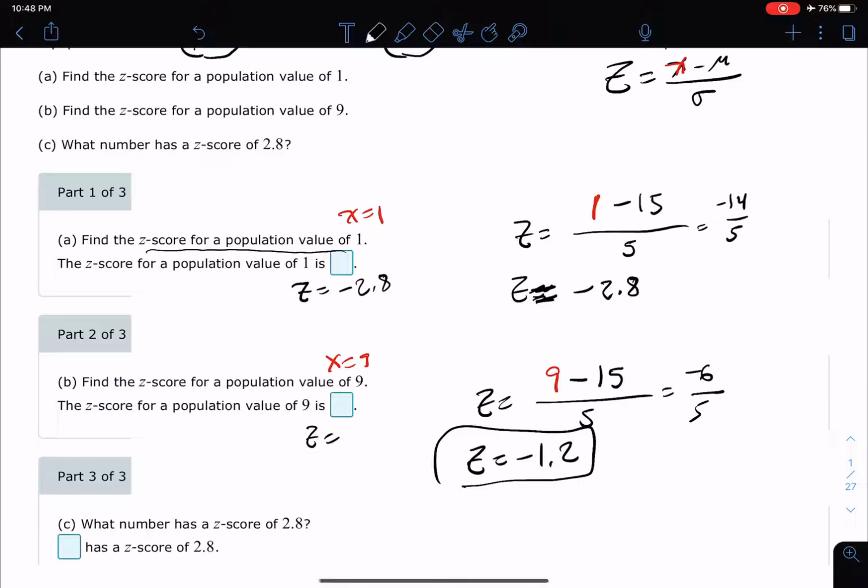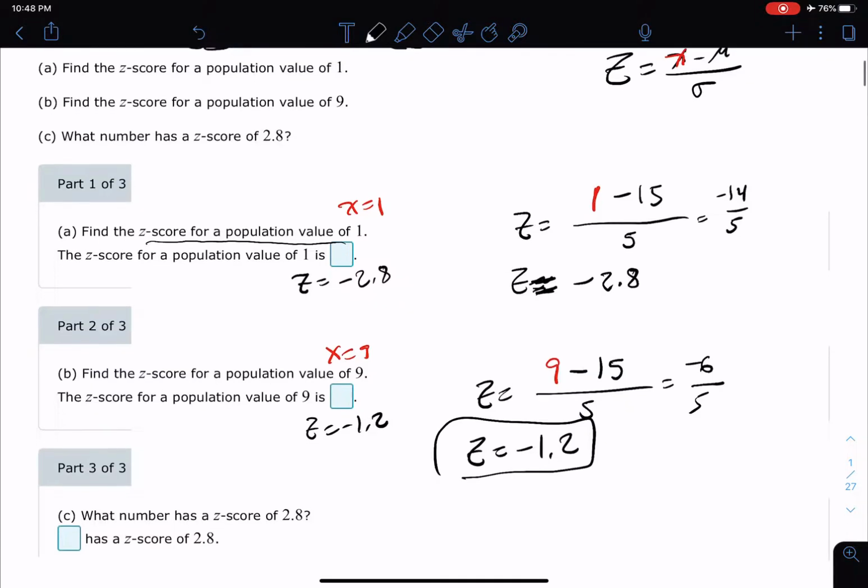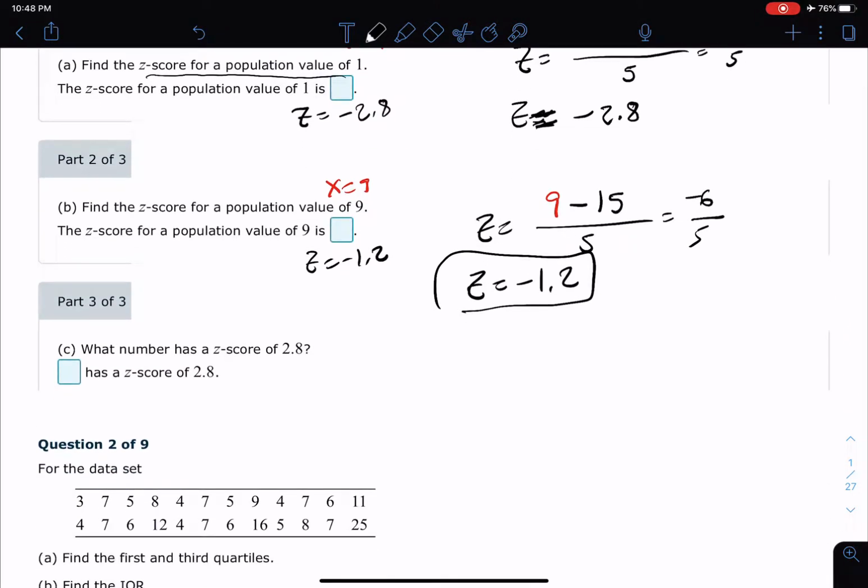I don't have to write it again, do I? Negative 1.2. And then they throw a little curveball at us. They said, what number has a z-score of 2.8? So now they're telling us the z-score is 2.8.